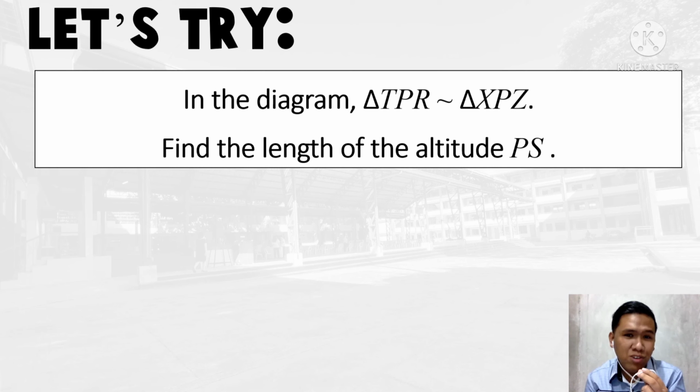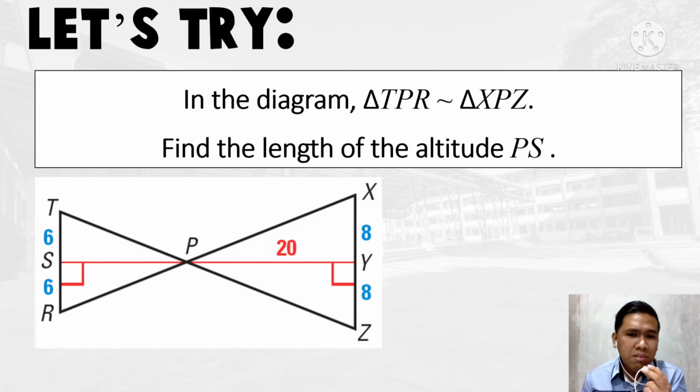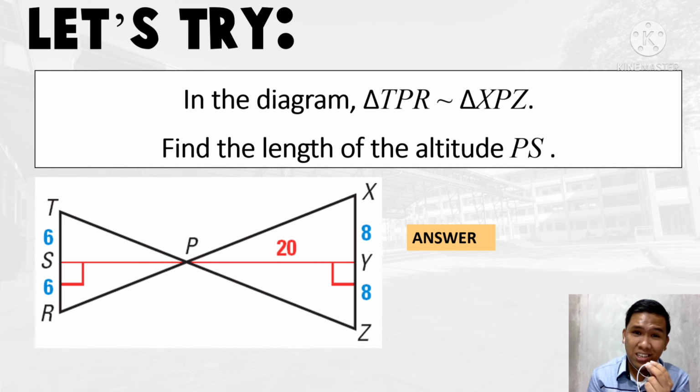So let us read. In the diagram, triangle TPR is similar to triangle XPZ. You have to find the height or the altitude PS and show the complete solution, and capture it together with the solution and final answer and send it to the messenger of your teacher. Alright? That will be the task that you have to do for this video lesson.